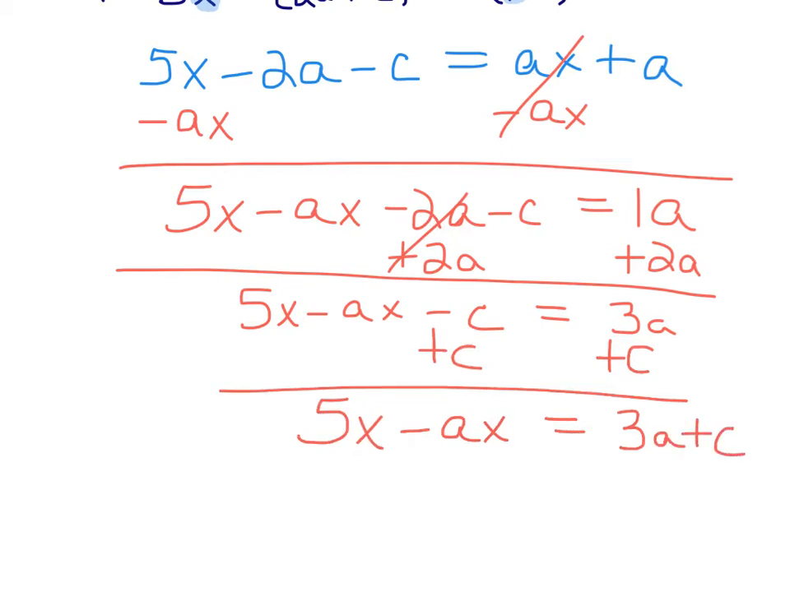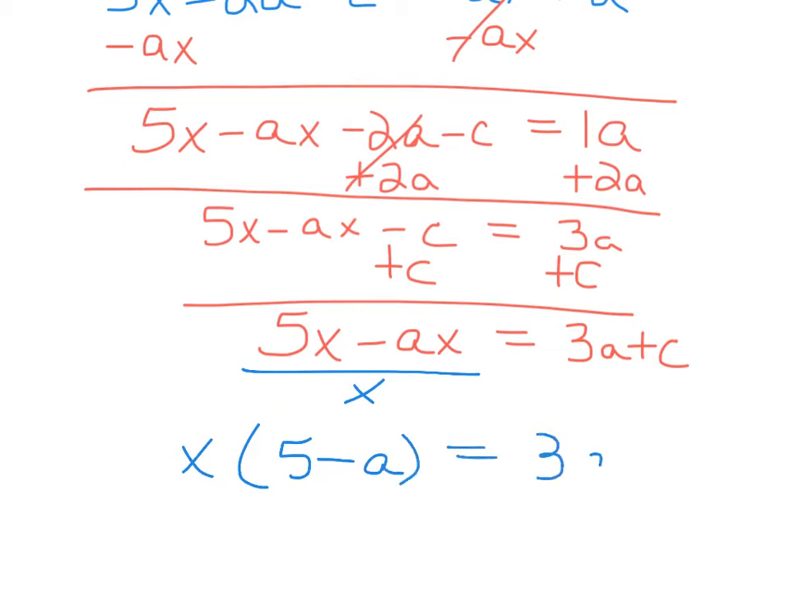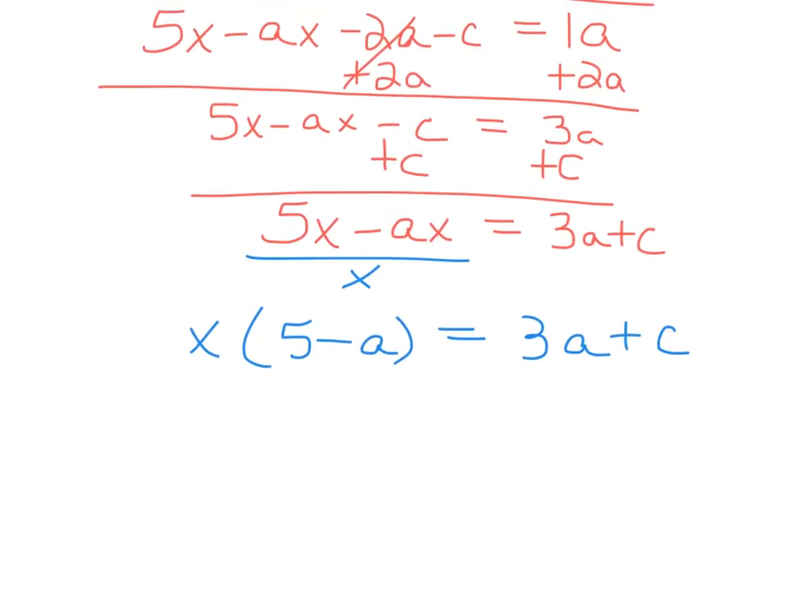I'm still trying to solve for x. Notice both of the terms have an x in them. So this is where I'm going to factor out a greatest common factor of x. Once I divide this by an x, I get 5 minus a, because my GCF is x. Rewrite the right side. Now I can actually isolate x because I can divide both sides by 5 minus a.